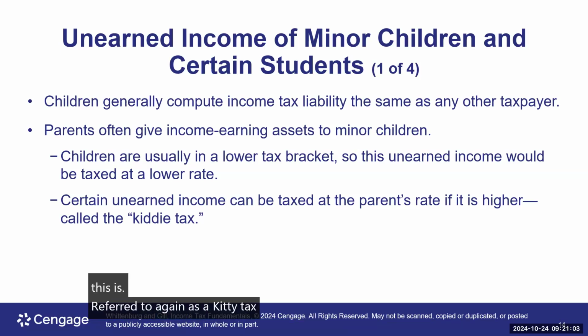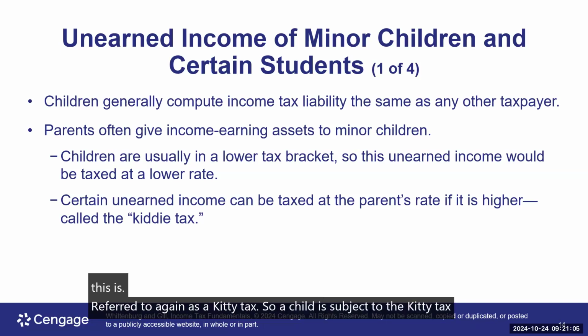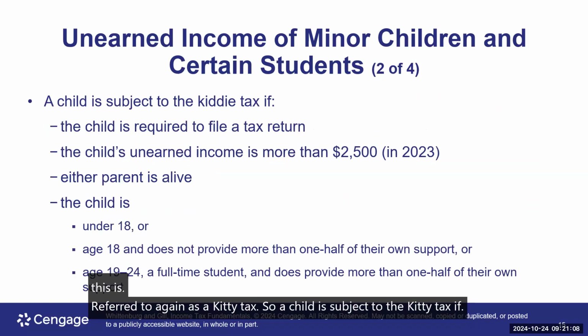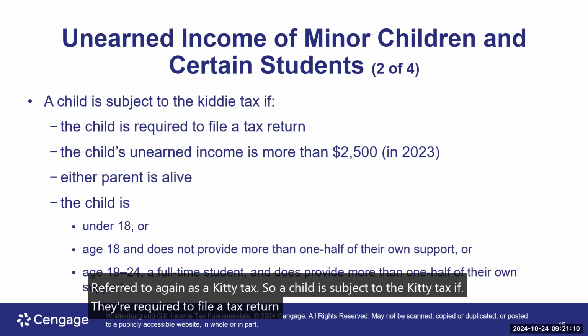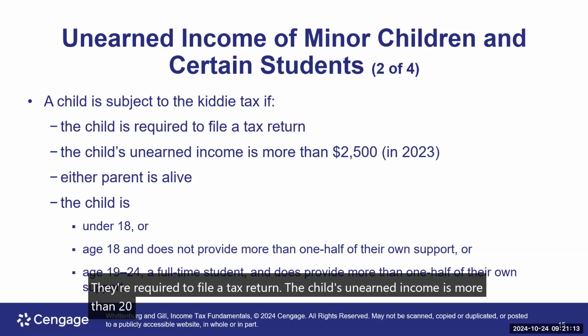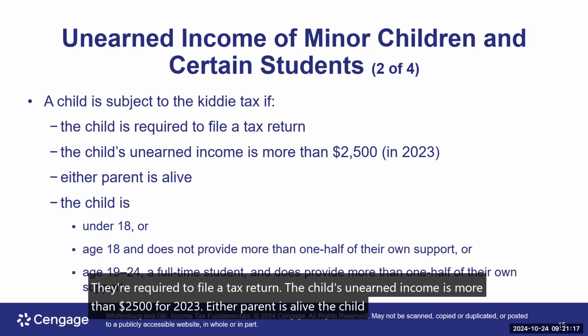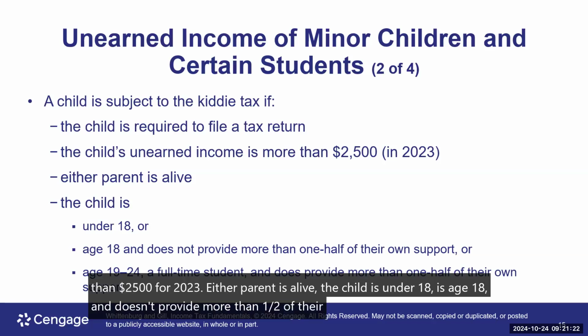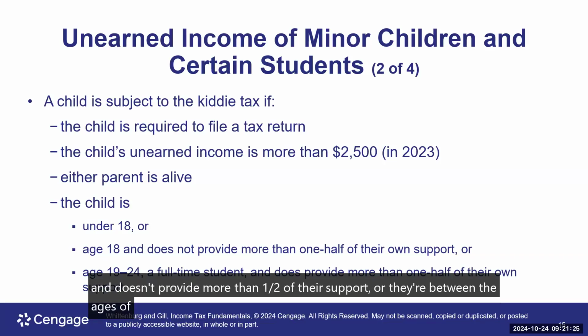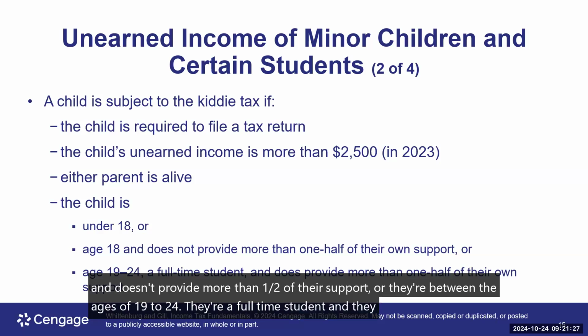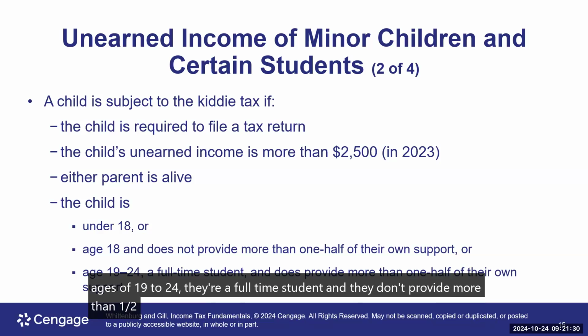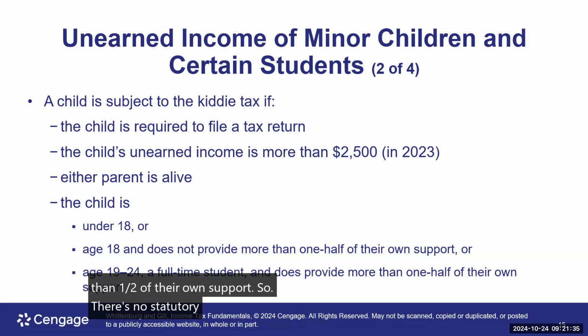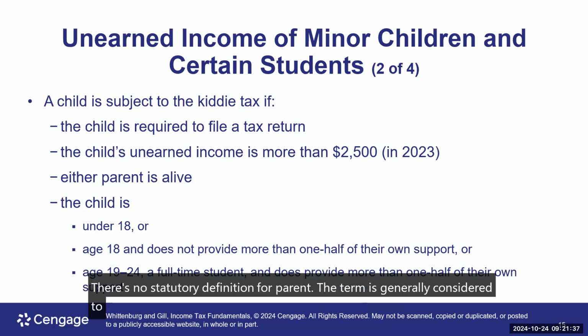A child is subject to the Kiddie Tax if they're required to file a tax return, the child's unearned income is more than $2,500 for 2023, and either parent is alive. The child must be under 18, or age 18 and not provide more than one half of their support, or between the ages of 19 and 24, a full-time student, and not provide more than one half of their own support. There's no statutory definition for parent. The term is generally considered to mean a parent or stepparent of the child.